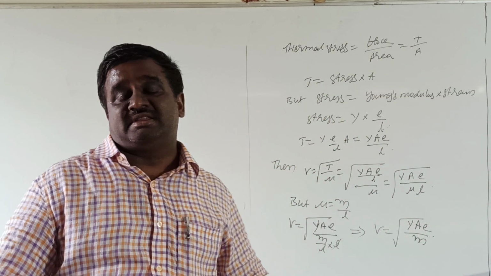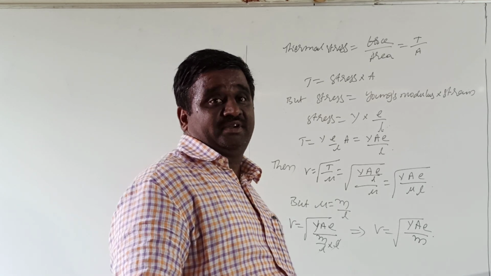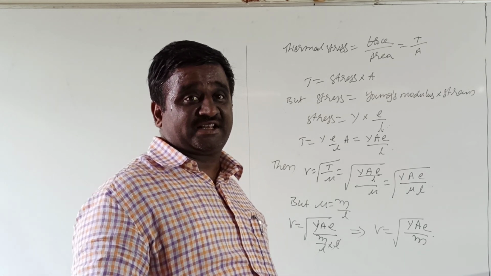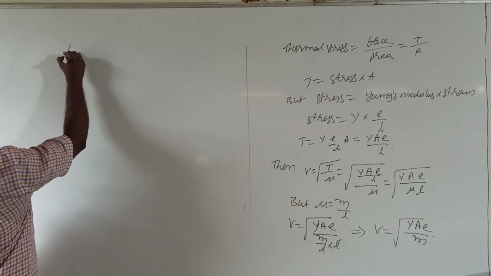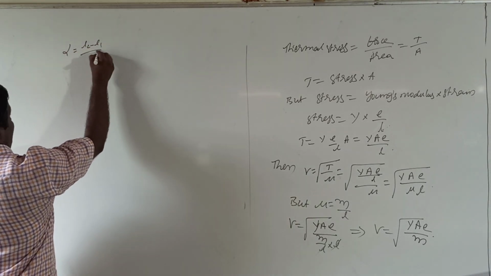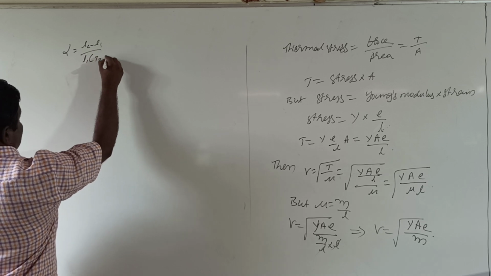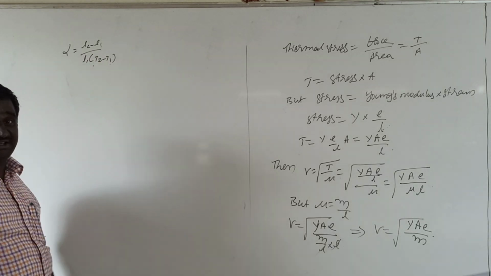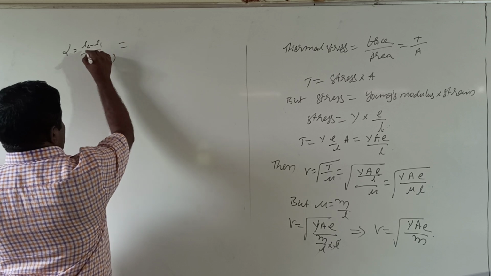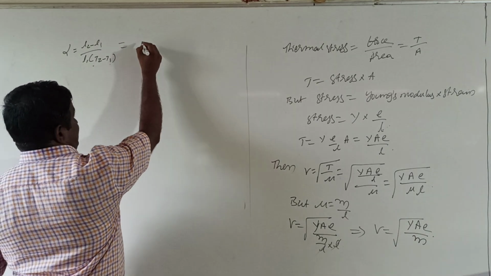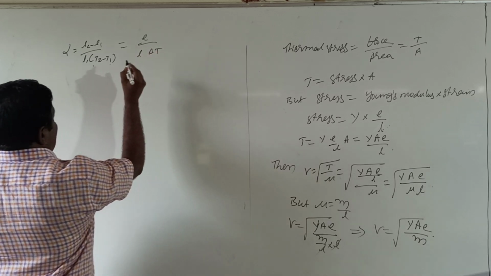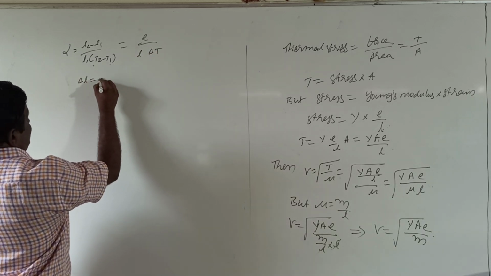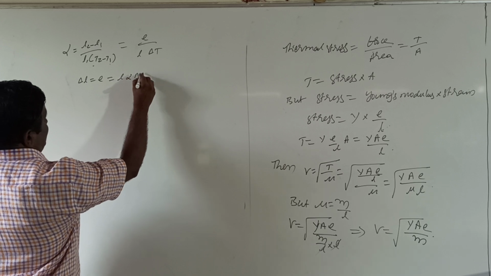From the thermal expansion of solids, we know the definition of the coefficient of linear expansion: alpha equals (L2 minus L1) by L1 into (T2 minus T1). T2 minus T1 is the change in temperature, and L2 minus L1 is the change in length, nothing but the elongation e. So alpha equals e by L into delta T, then delta L equals e equals L alpha delta T.